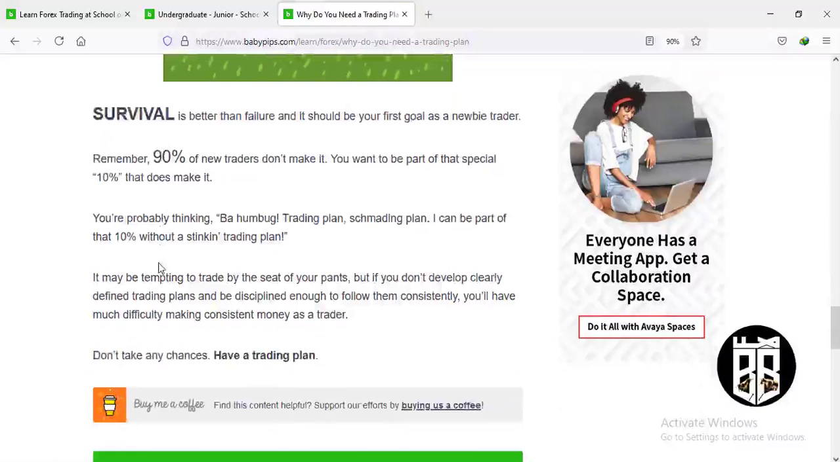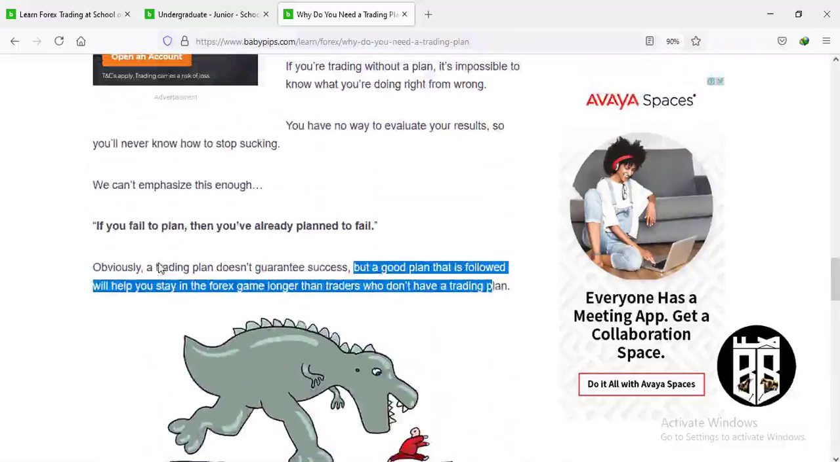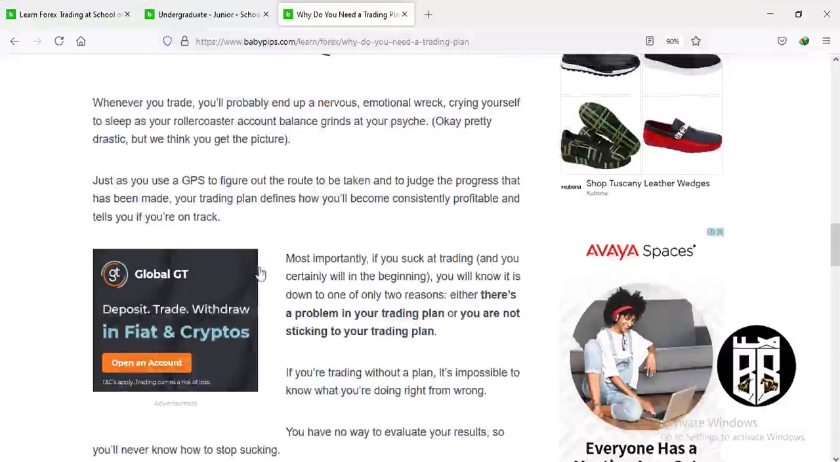It's a business, not a game. I don't like calling it a game. It's a business. So stick to a trading plan. It may be tempting to trade by your head without sticking to a trading plan and things like that. But if you don't develop clearly defined trading plans and be disciplined enough to follow them consistently, you will have much difficulty making consistent money as a trader. Have a trading plan, guys. Believe me, what Babypips is saying is true.